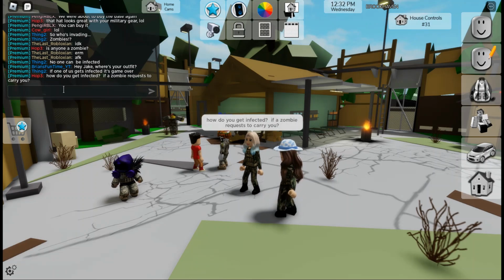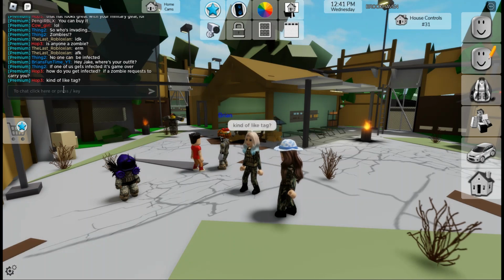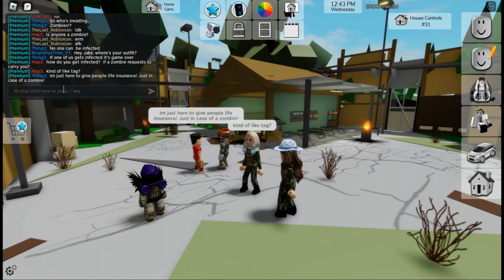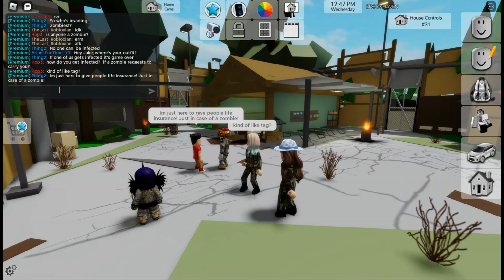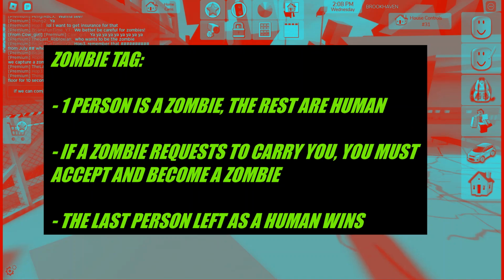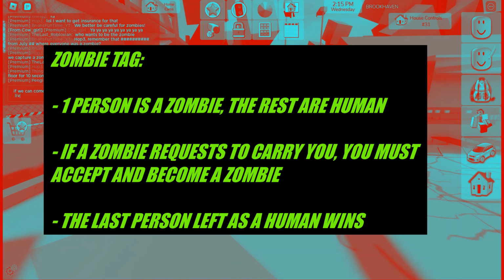Hey guys, I'm in my Brookhaven private server and we're about to do a zombie role play. These are always fun to do in Brookhaven, and there's lots of different ways to play this. Today we're gonna do one of the more simple versions. So to start, one person is a zombie, everyone else is human. If the zombie requests to carry you, you have to accept and become a zombie too.